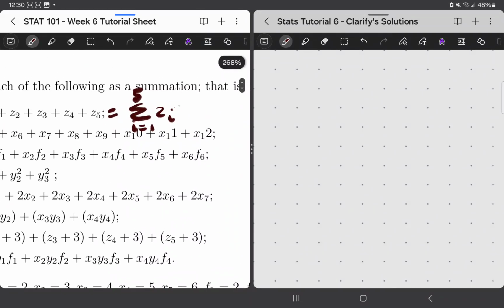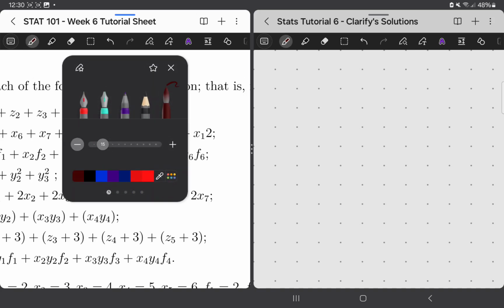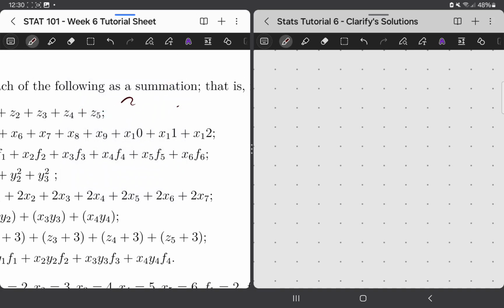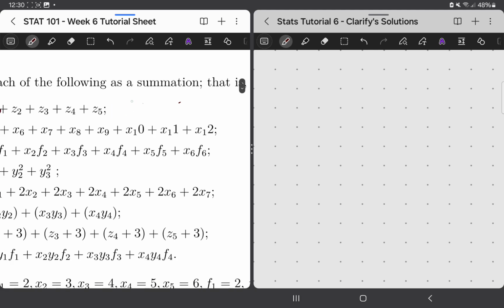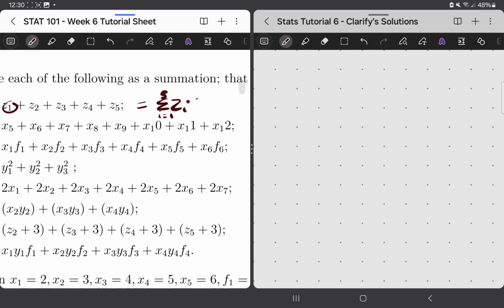Okay. So you get it? So it's going to be, let me reduce the crayon size so that we can all think. So it's going to be the sum of Z, so you say sum of Z from 1 up to 5. This is going to be it.